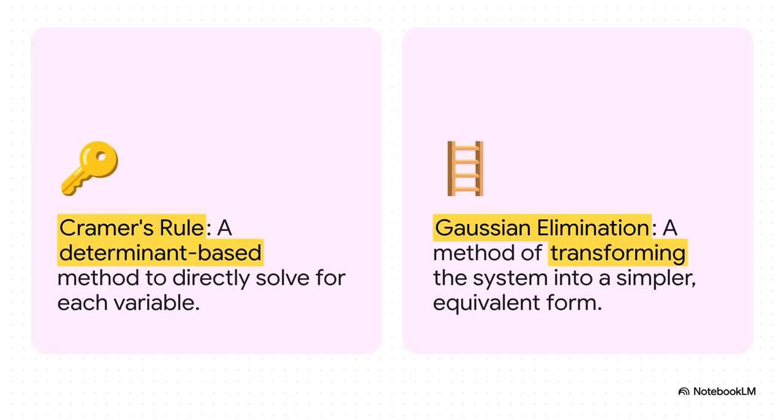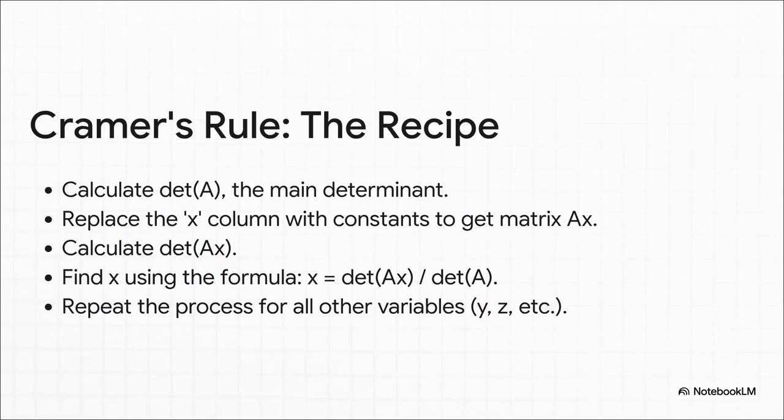Think of them like this. Cramer's rule is like a direct formula. It relies almost entirely on those determinants we just learned how to calculate. Gaussian elimination, on the other hand, is more of a step-by-step process. It's more hands-on, where we actually change the equations around to make them way easier to solve. Cramer's rule is basically a recipe for finding the answer.